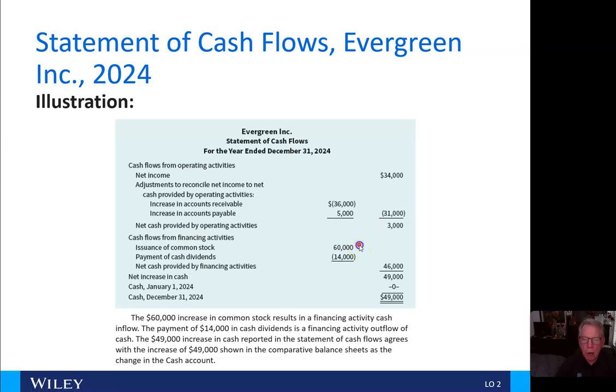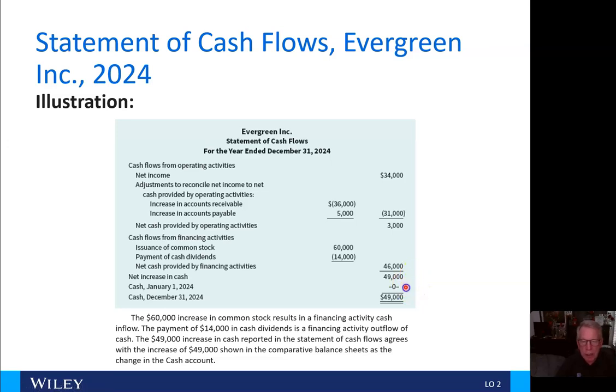We issued our common stock. We got $60,000 for that. We paid dividends. We paid $14,000 for that. So our cash flow from financing activities was $46,000. There were no investing activities associated with this particular statement of cash flows. So our net increase in cash would be the sum of this $3,000 plus this $46,000, total $49,000.